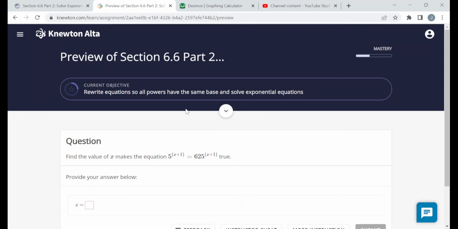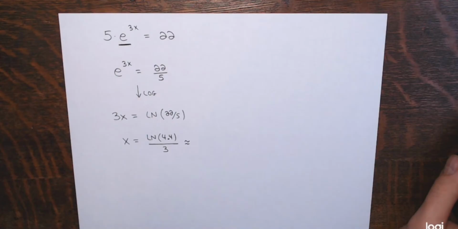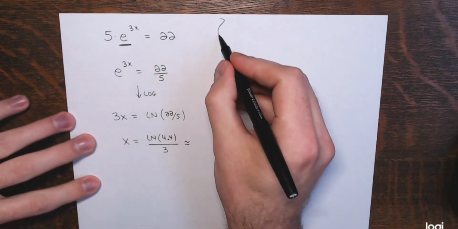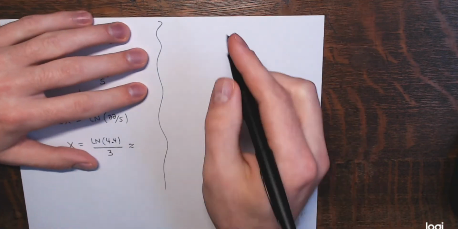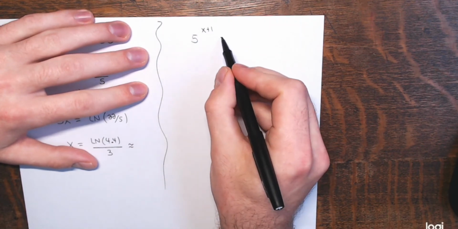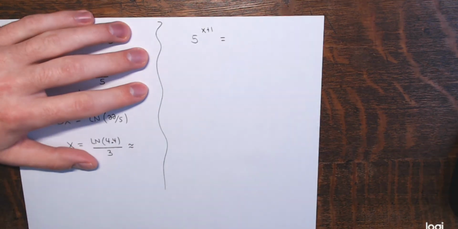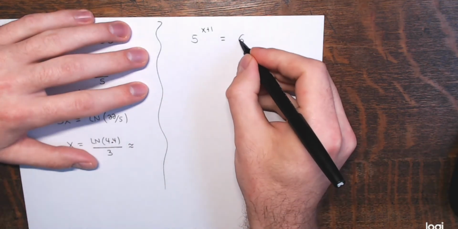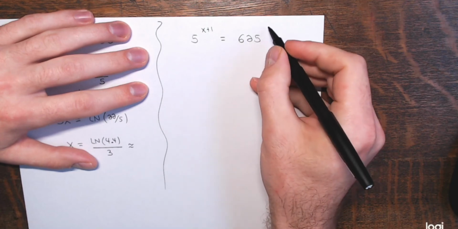All right. So this is another one of this objective where both sides have a base that's different, but they're both powers of some whole number. So it should be easy to change to have both sides be in the same base. Right, so once again, I'll write this one. So on the left side, we have 5 to the x plus 1 power. And on the right side, the base is 625, and the exponent is x plus 1.